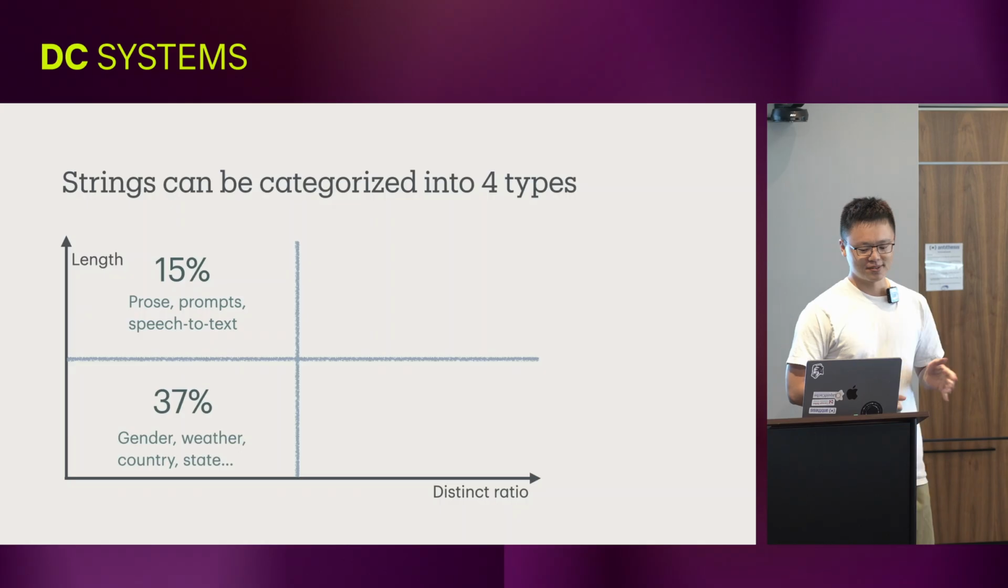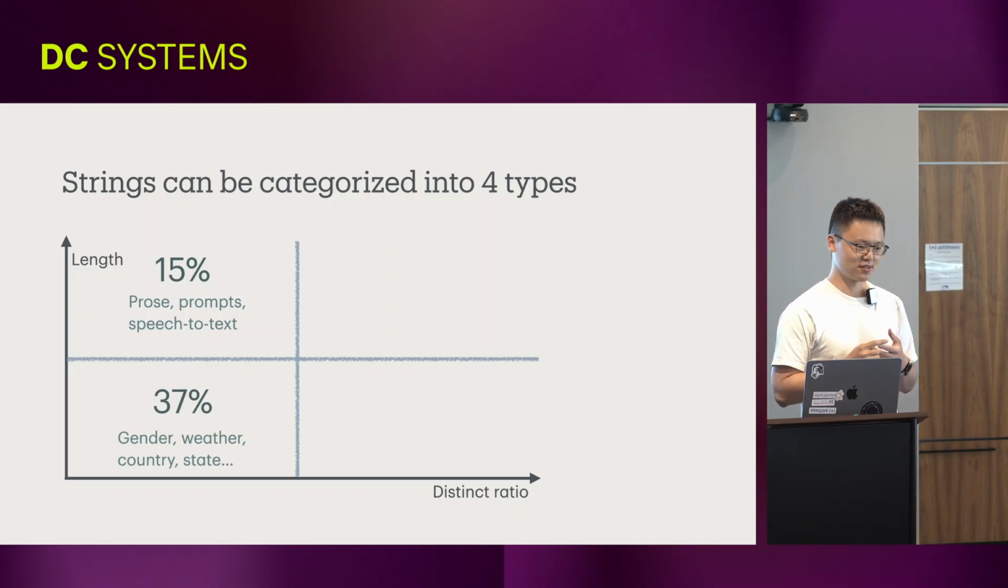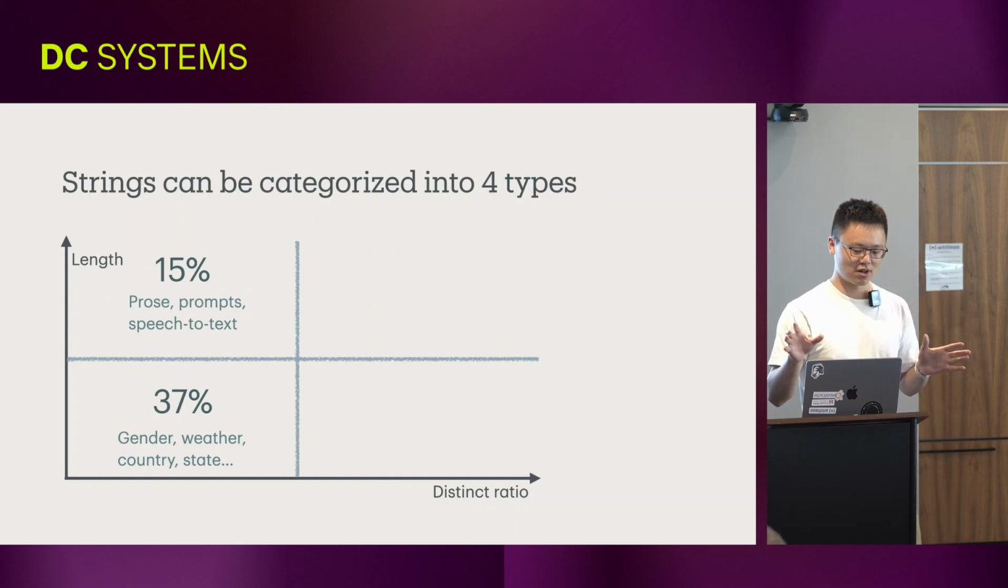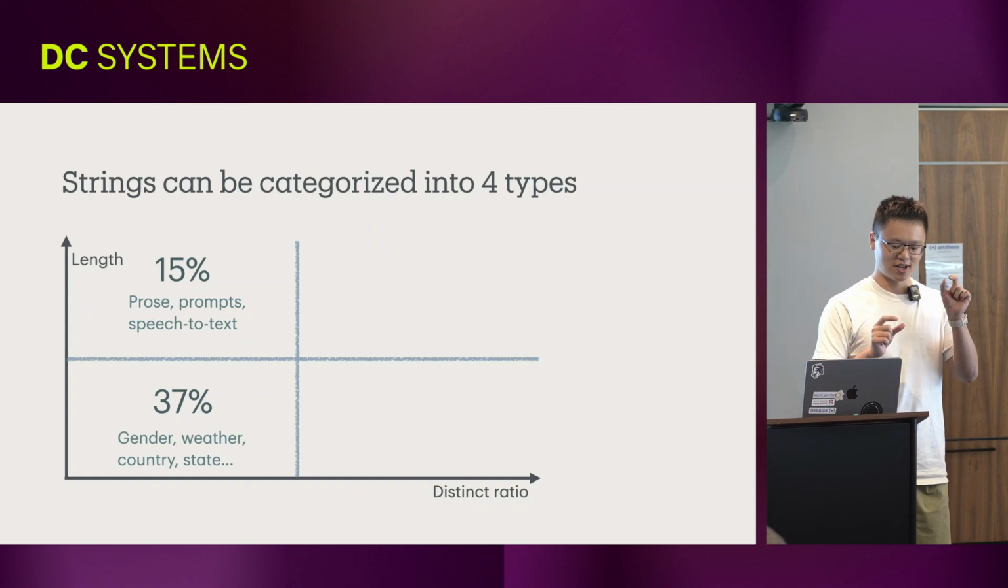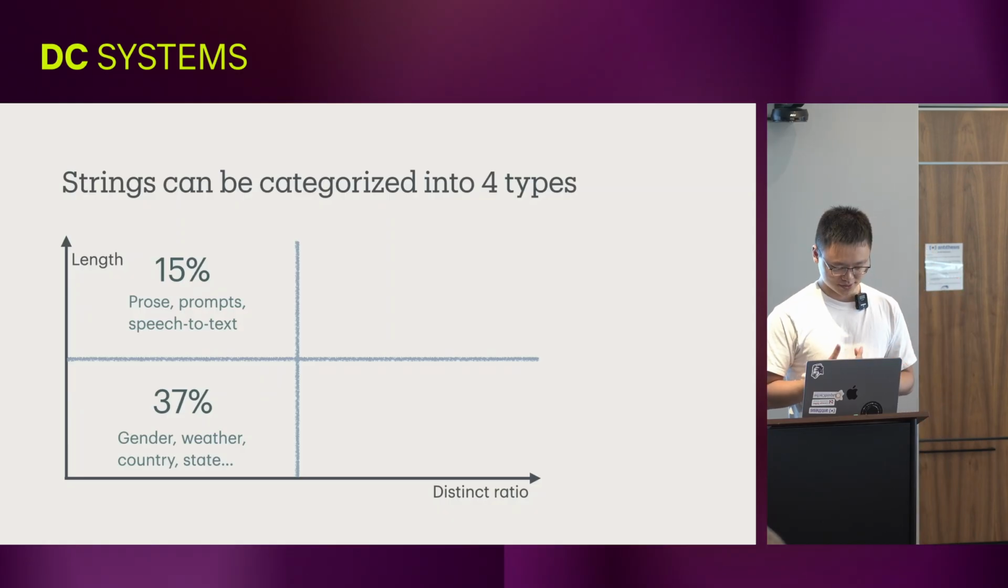And on the left bottom side are the repetitive and short strings. Those are like genders, weathers, countries, states. There are a lot of string columns like that, but because they are much shorter than other strings, they only account for 37% of the bytes.